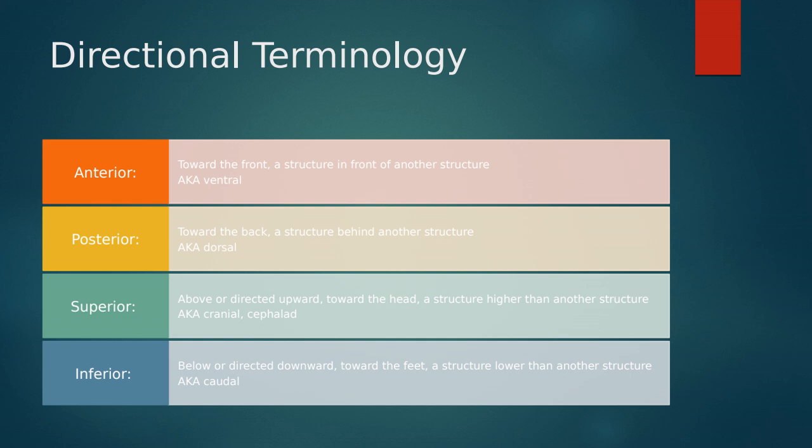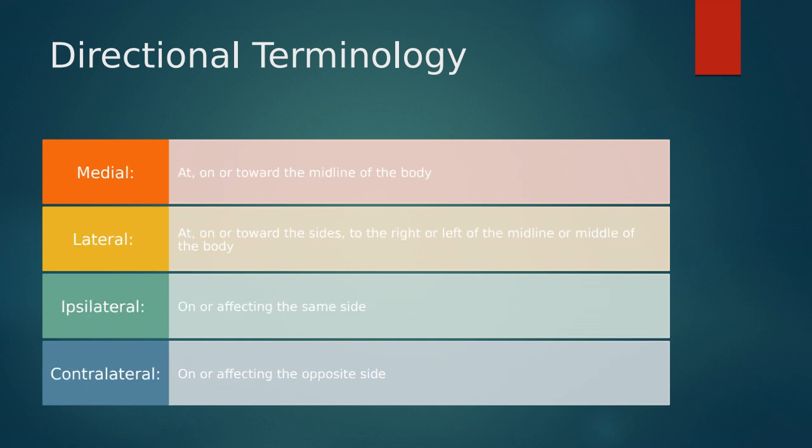So again, to help you remember, superior is also known as cranial. Cranial means your head, so your head is your highest point on your body. That's the superior most location. So superior and cranial, a little way to remember those. Taking it a step further, we also have medial and lateral, and ipsilateral and contralateral. So still referencing two structures to each other here.